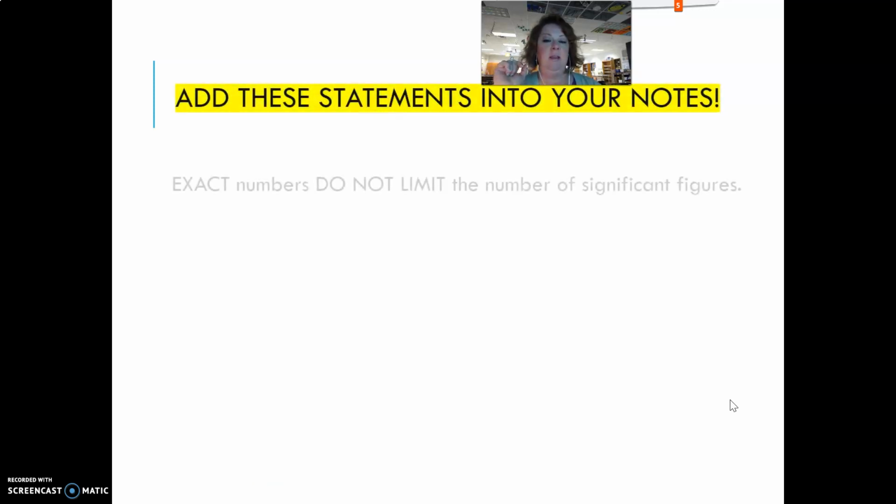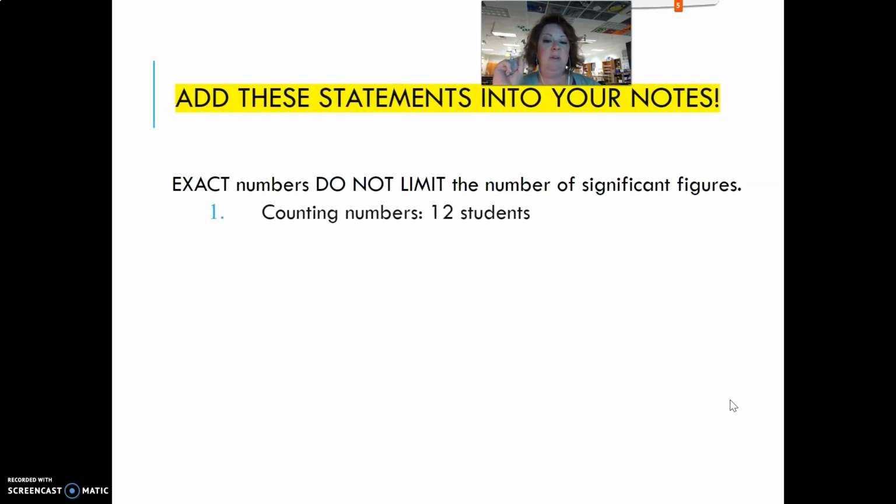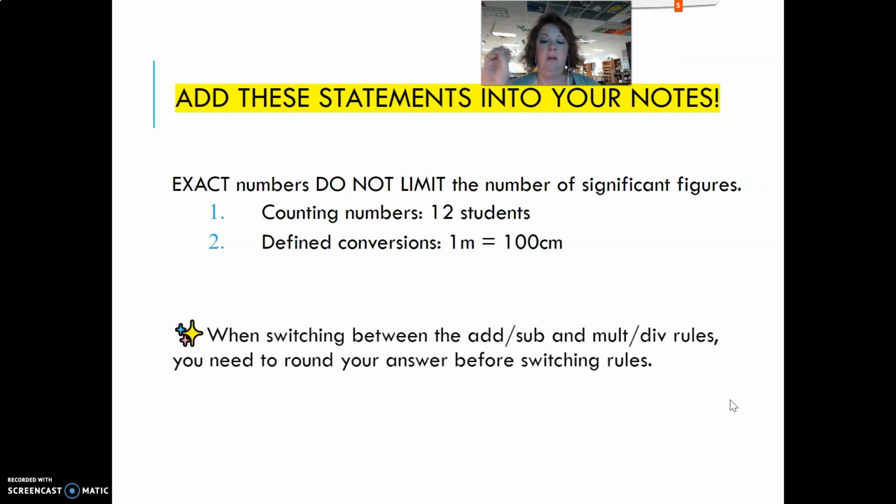So you need to add these statements to your notes. Exact numbers do not limit the number of significant figures. So if we count them, like 12 students, those numbers do not affect our significant figures. Defined conversions, like 1 meter equals 100 centimeters, do not limit our significant figures. And when switching between addition, subtraction, and multiplication, division rules, you need to round your answer before switching rules.